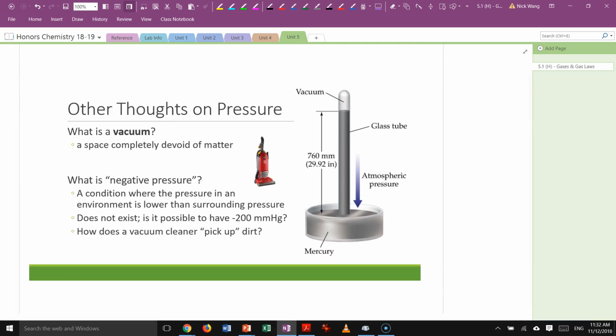A couple of thoughts on pressure. First of all, the term vacuum. This is a strange one to encounter. Just note that this is not talking about the vacuum cleaner, which most of you probably initially associate with this. A vacuum is just a space that is completely devoid of matter.